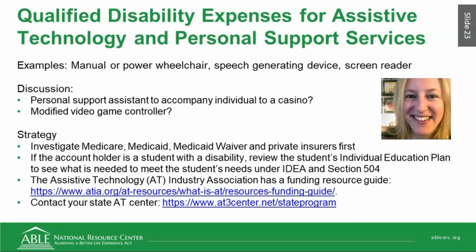For discussion, I wanted to jump to that second bullet, the modified video game controller, and I want to turn it back to you, Miranda, because there's something really interesting and unique, I think, that Katie has to say about that one. So, Miranda, I'm turning it back to you.